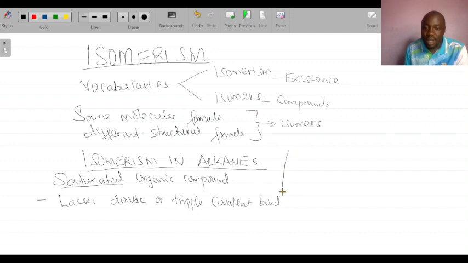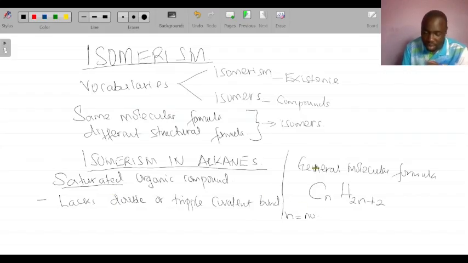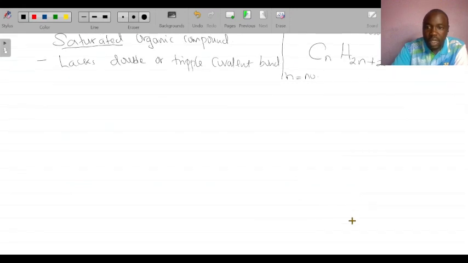And you know that alkanes have a general molecular formula which you can represent as CnH2n+2, where n represents the number of carbon atoms.